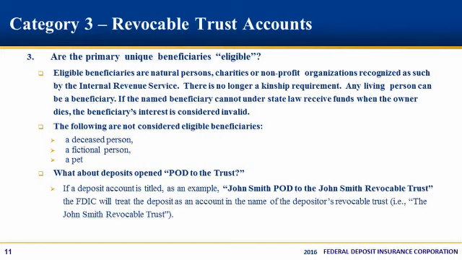Now, a beneficiary must be an eligible beneficiary. The definition of an eligible beneficiary has been expanded to include any natural person or either a charity or nonprofit organization recognized as such by the IRS. This means that an owner can now name any living person as a beneficiary even if they are not related.